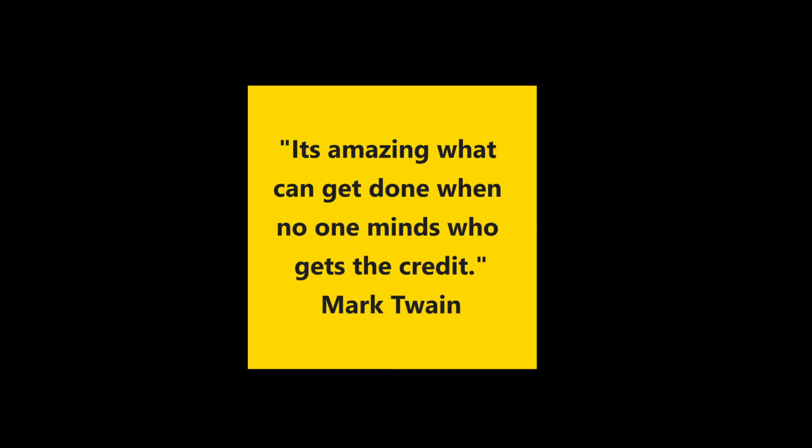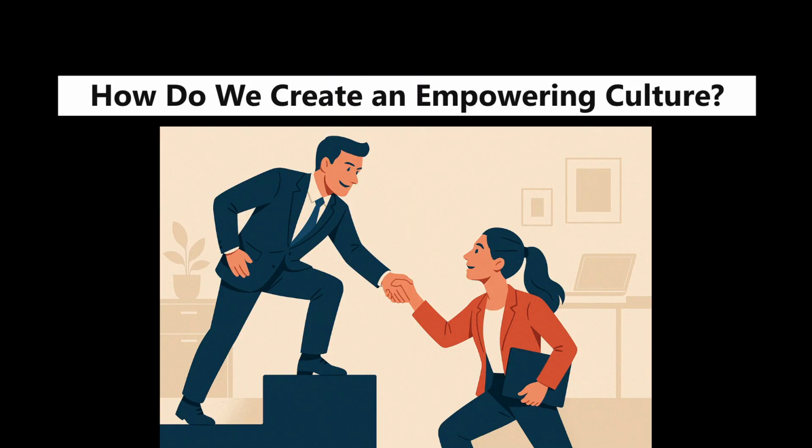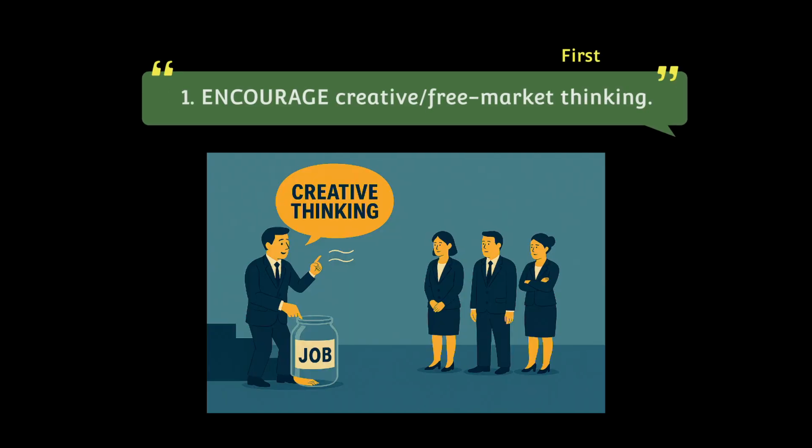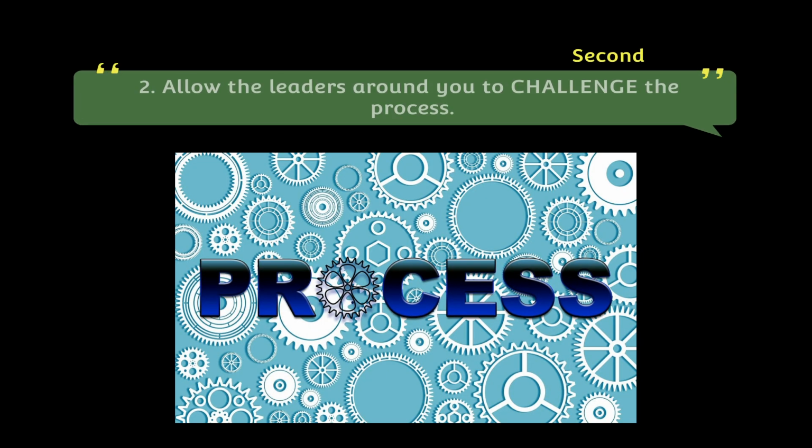How do we create an empowering culture? Good question. So let's take a look at some ways in your guide. First, you have to encourage creative free market thinking, and this has to be communicated from the top. People want to hear they have permission from their leader. Secondly, you must allow the leaders around you to challenge the process.